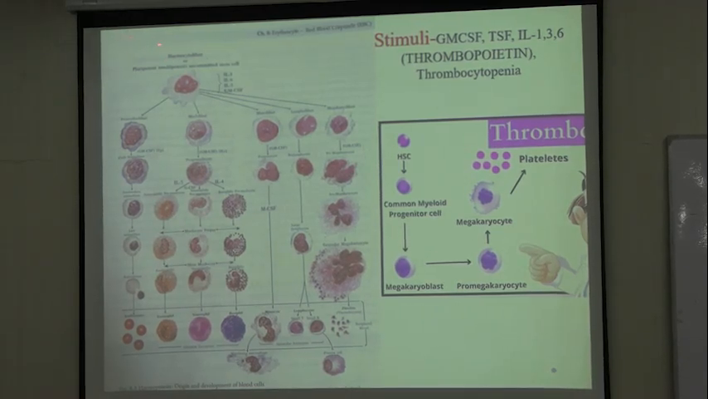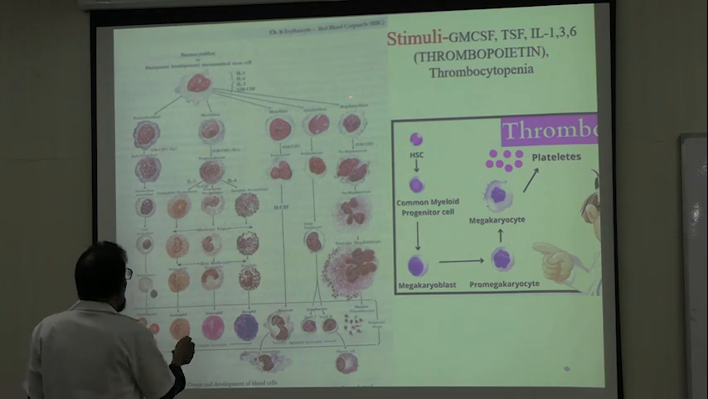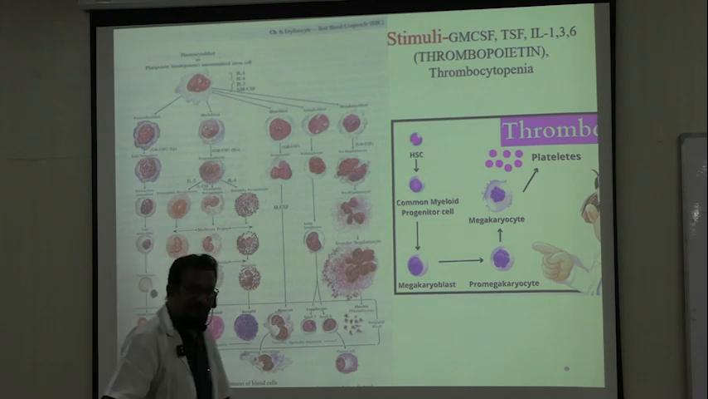pluripotent hemopoietic stem cells. From these stem cells, this is the line. From these stem cells, the megakaryocyte is formed. From this megakaryocyte, platelets are formed. What are the steps? Common myeloid progenitor cells, then megakaryoblast, then pro-megakaryocyte, then megakaryocyte, then platelets. These are the steps.